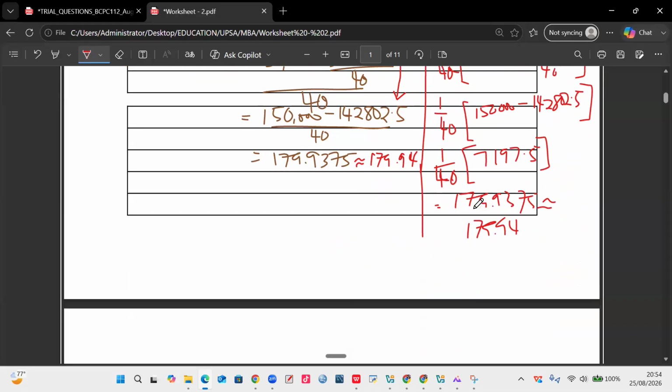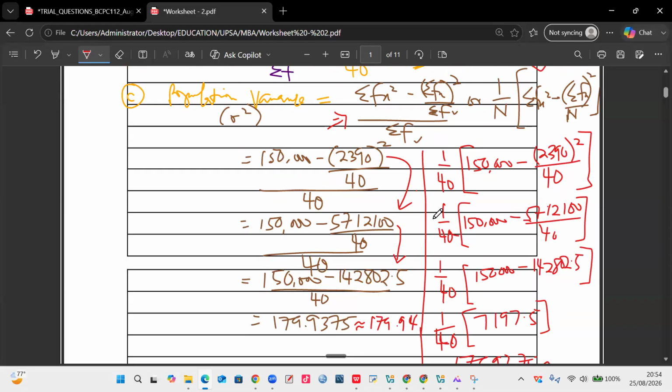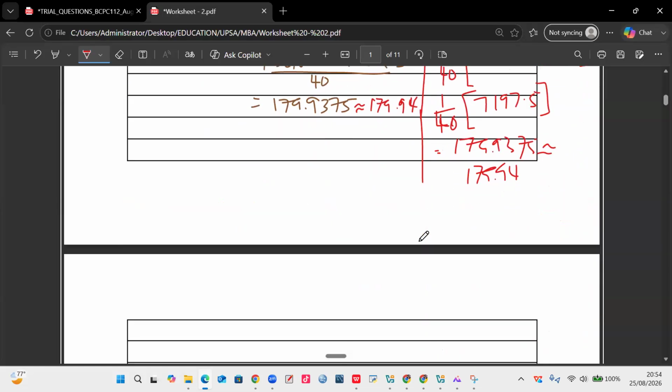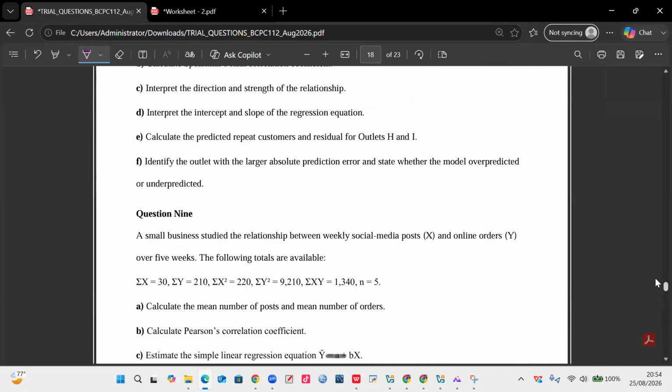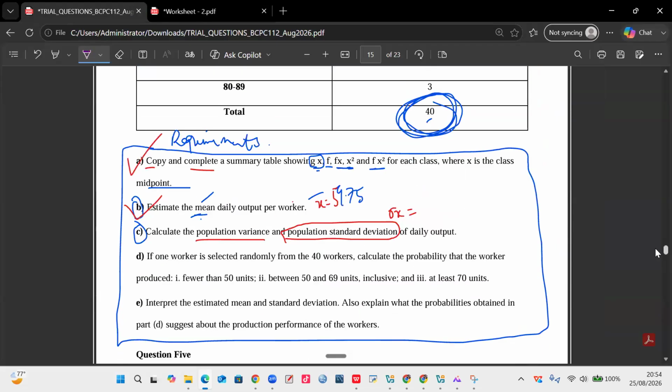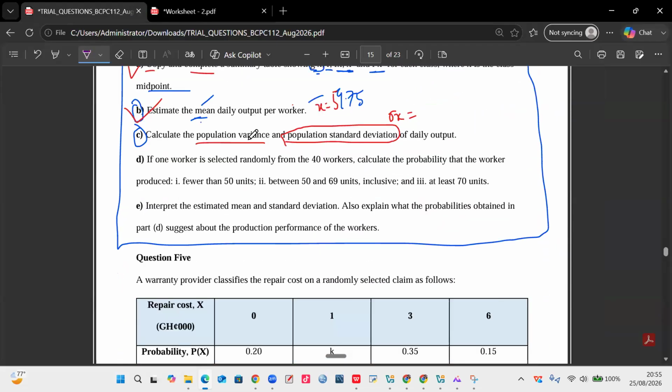So those of you who don't like copying, be careful. If you want to copy, don't copy, just study, it will stick. I've taught you the two, so now we are done. The question says calculate the population variance. We have just done it. And the population standard deviation of the daily output.